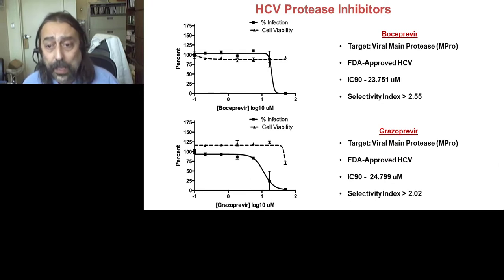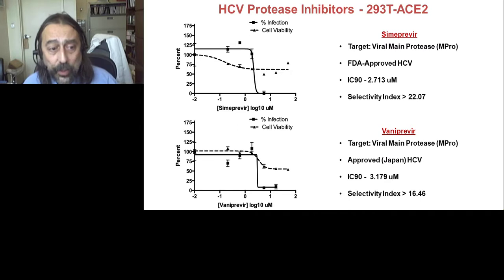And we found that even though they have IC90s that are around 20 micromolar, many of the hepatitis C virus inhibitors like boceprevir or grazoprevir are also able to inhibit SARS-CoV-2 replication. This is another example with faldaprevir and simeprevir. I just showed you the ones that are working. We found that some others are not working, but these at least are working.